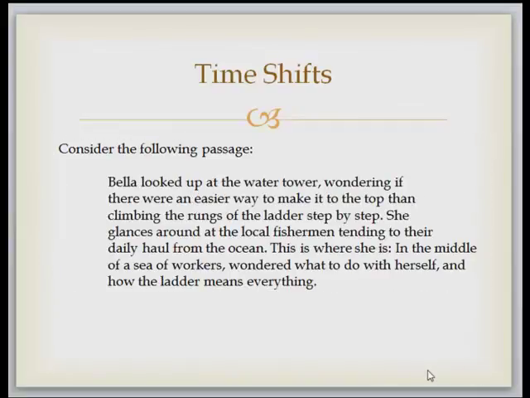Okay, so: Bella looked up at the water tower, wondering if there were an easier way to make it to the top than climbing the rungs of the ladder step by step. She glances around at the local fishermen tending to their daily haul from the ocean. This is where she is, in the middle of a sea of workers, wondering what to do with herself and how the ladder means everything, right?